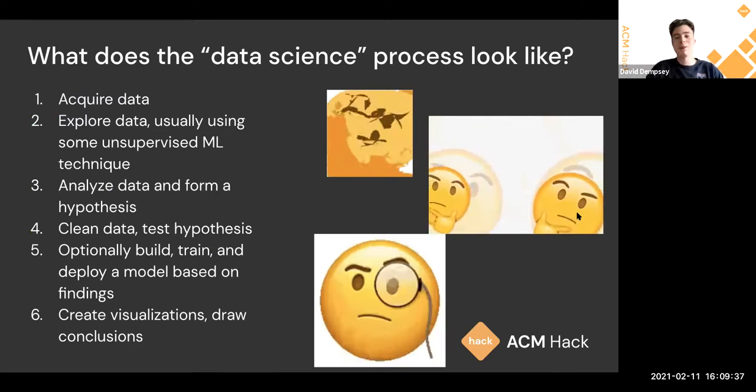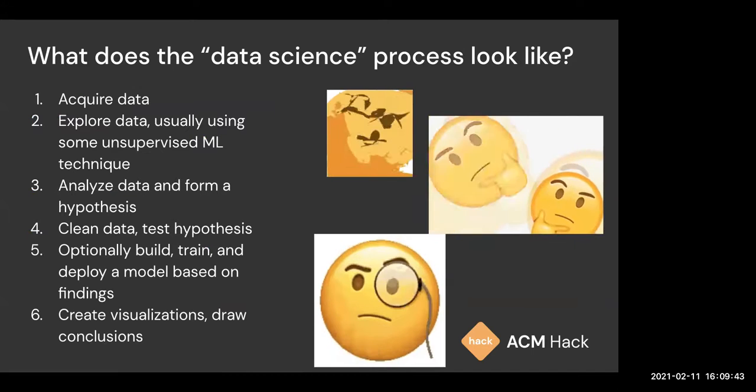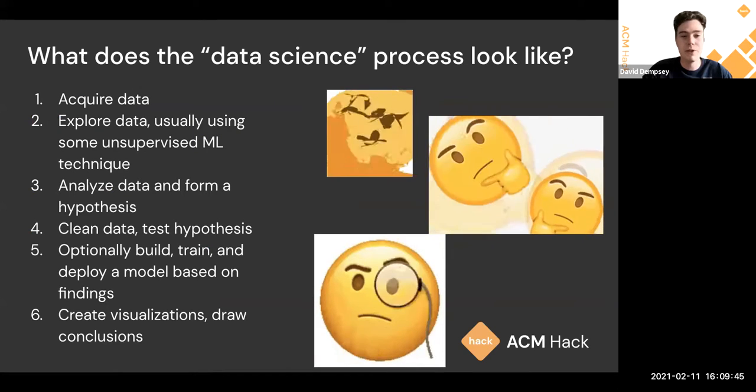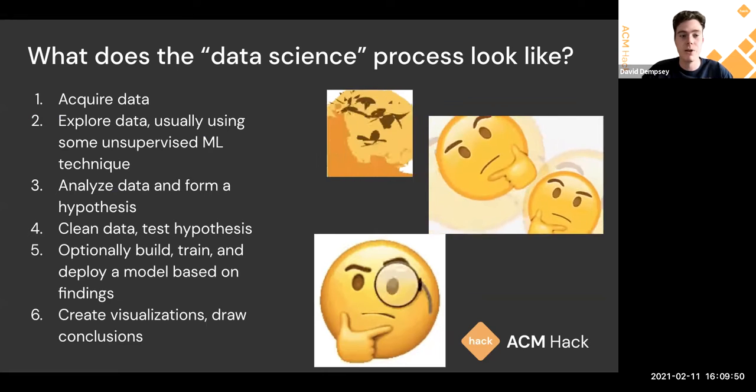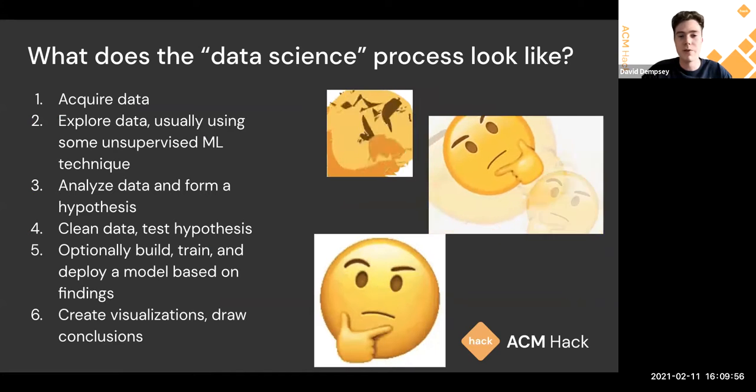So what does the data science process really look like? There's a lot of different ways you can analyze data, but here are just a few steps of how data scientists usually follow a procedure when they're working with data. The first step would be acquiring the data. Before you can actually do anything with data, you have to find data you want to work with. There's a lot of different ways you can find data, and we'll go into that in a few slides.